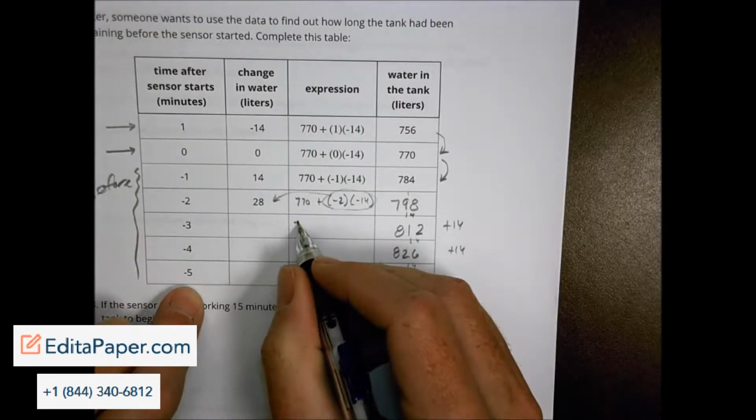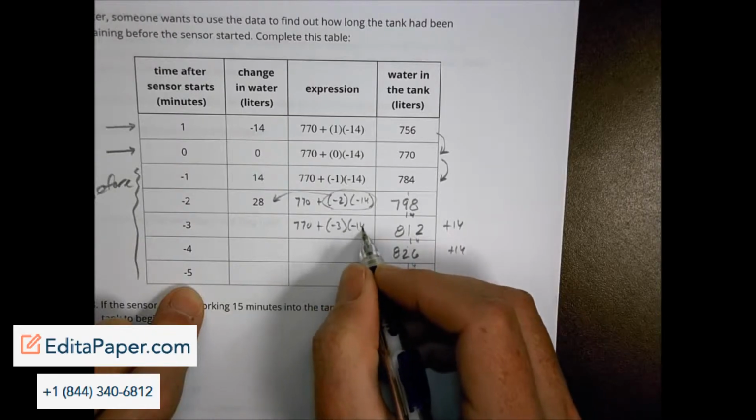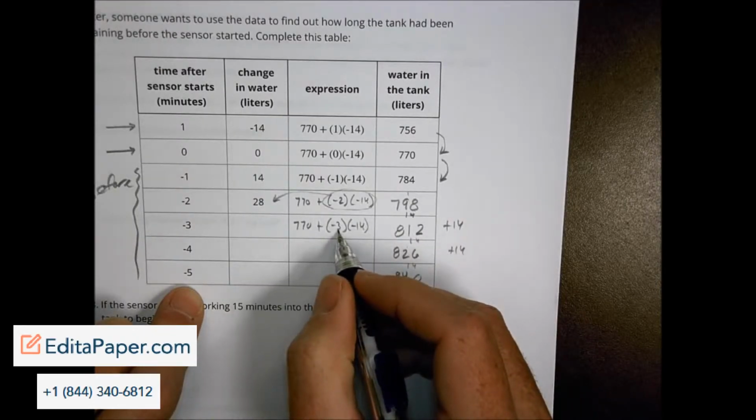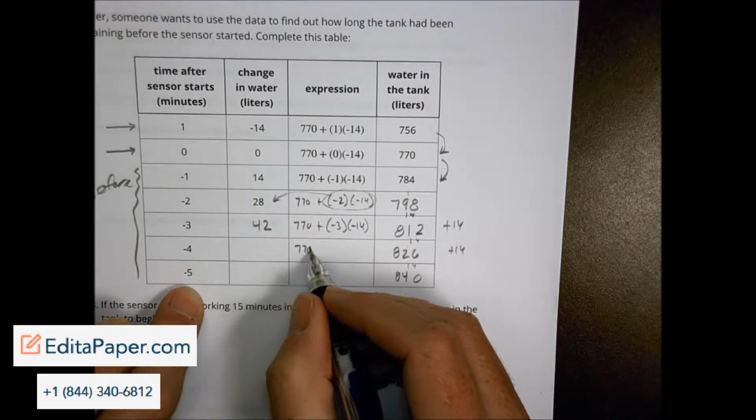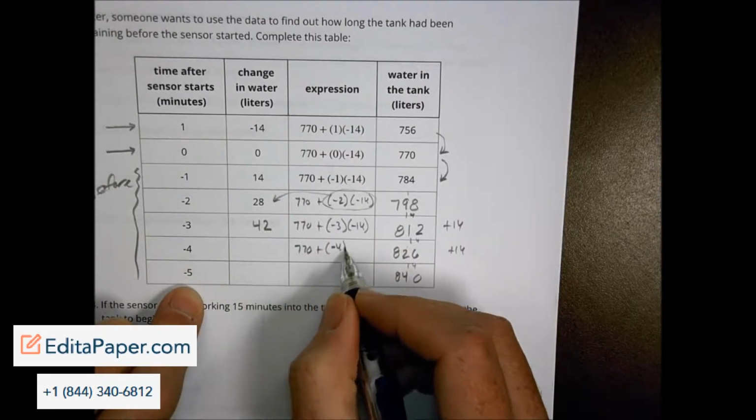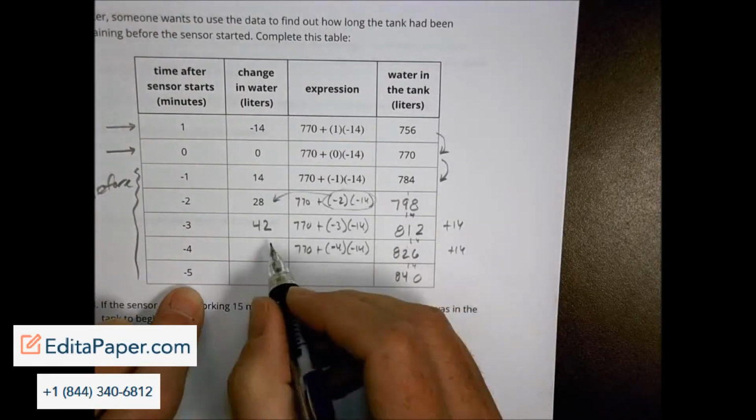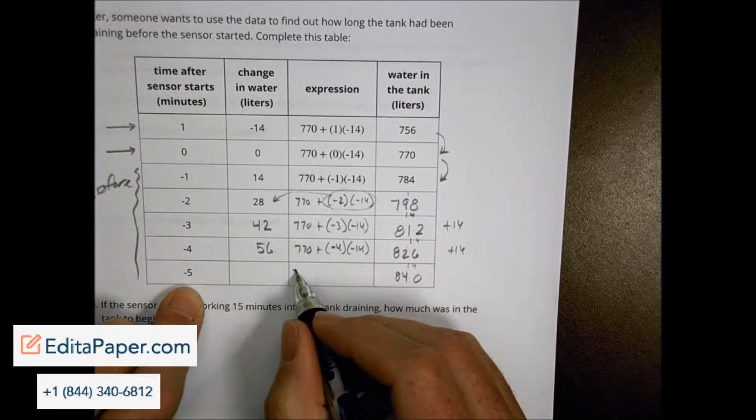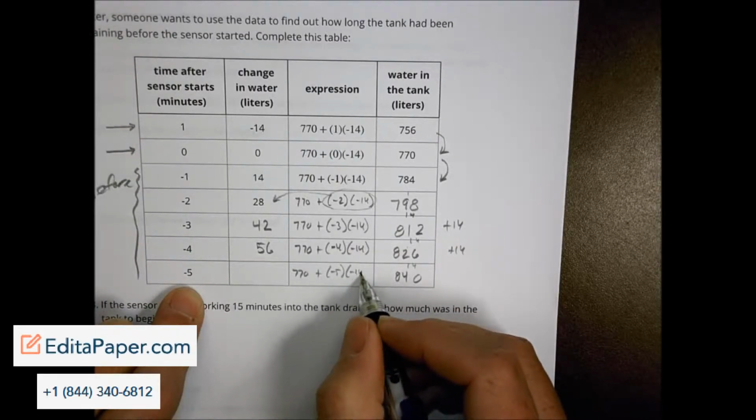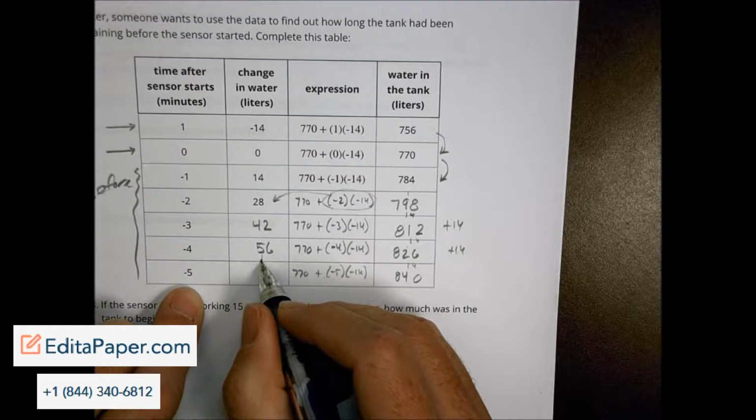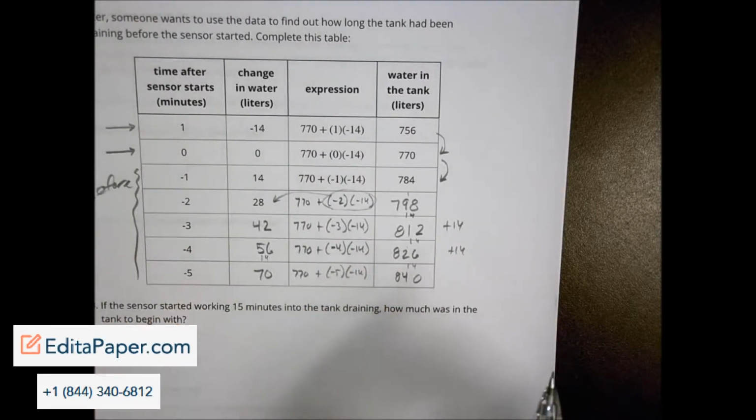So my equation, though, is 770 plus, in this case here, negative 3 times negative 14. Negative 3 times negative 14 is a total of 42. 770 plus negative 4 times negative 14. Negative 4 times negative 14 is 56. And then 770 plus negative 5 times negative 14. Well, again, I could also think, what is 14 more than that? That's going to be 70.